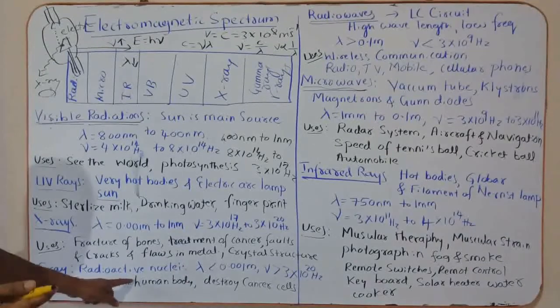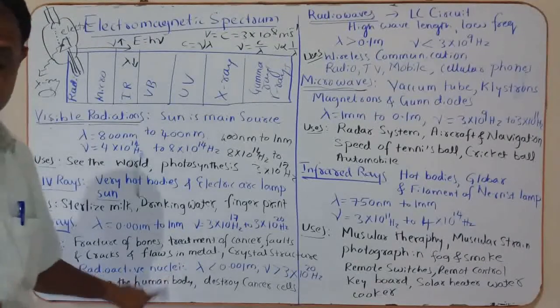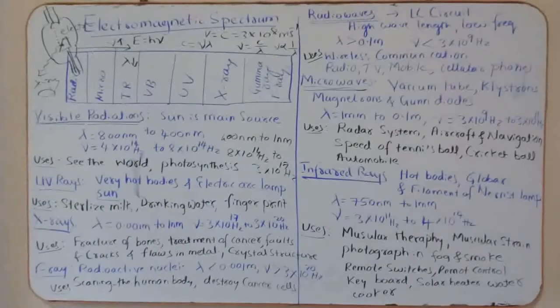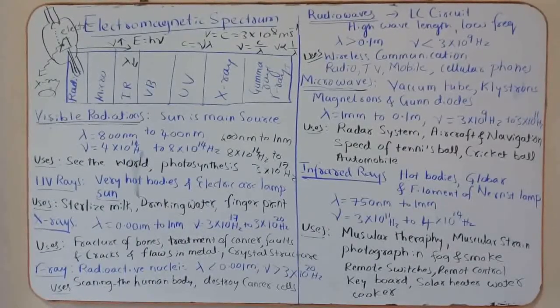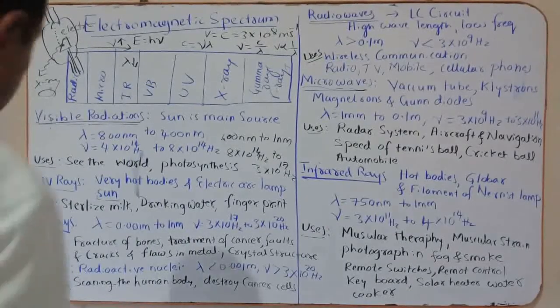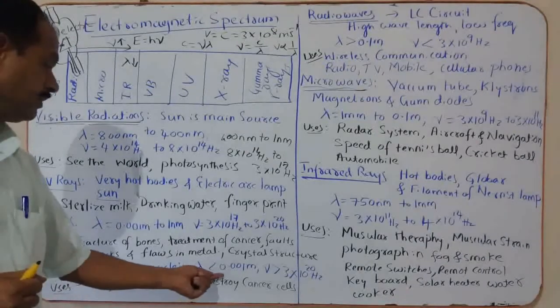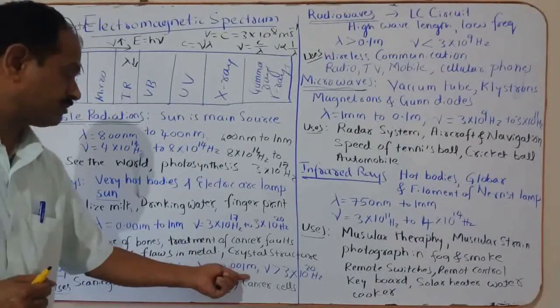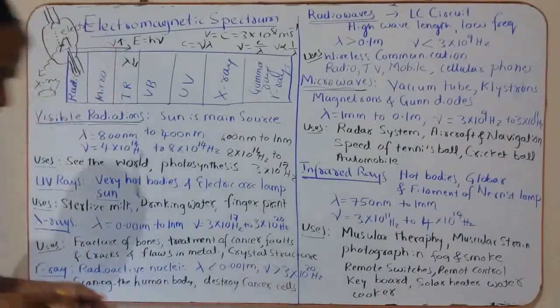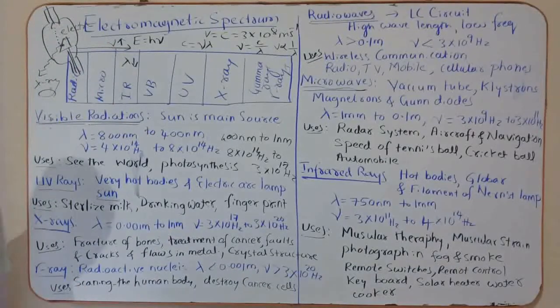Then gamma rays. The main source is radioactive nuclei. Radioactive nuclei undergo disintegration, and at that time gamma rays are emitted. The wavelength range is less than 0.001 nanometer, and the frequency range is greater than 3 × 10^20 hertz. They are used in scanning the human body and destroying cancerous cells. This is about the electromagnetic spectrum. Thank you.